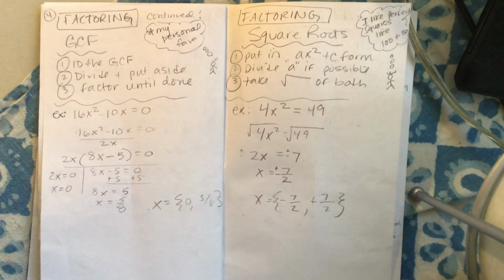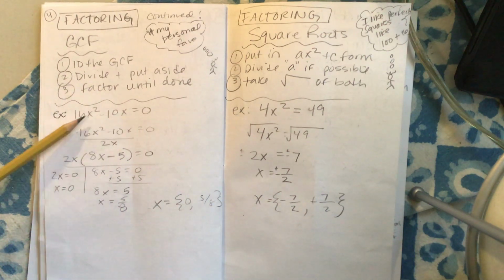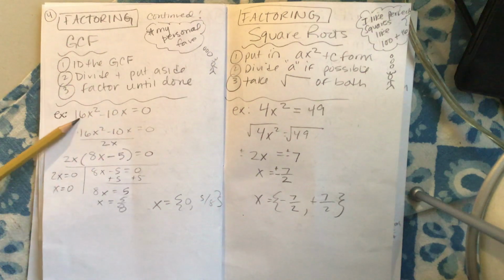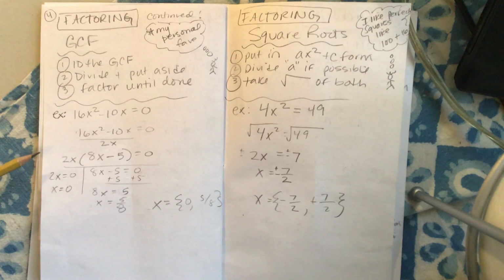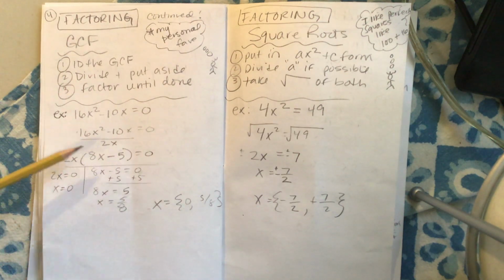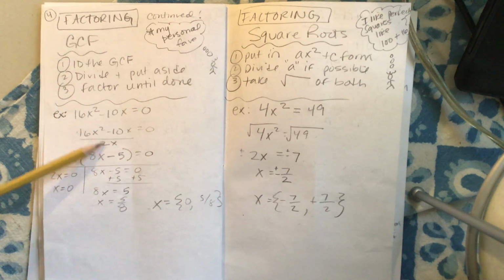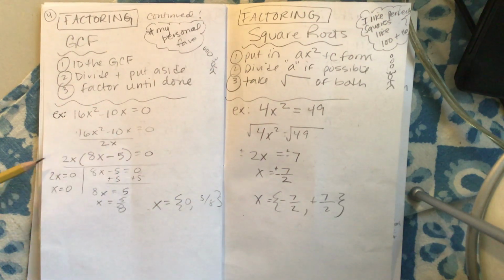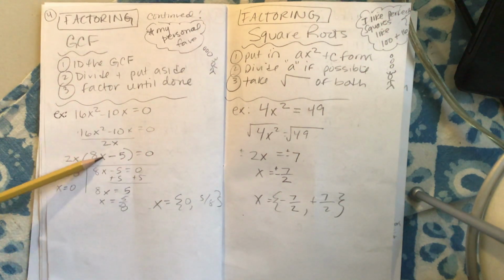But so, greatest common factor. Identify if you have something like this. A lot of times you'll see it in this form where you can factor out an x and maybe a 2, right? So 2x goes into both 16x squared and 10x, right? I'm going to divide it out, put it aside, then divide. So put aside the greatest common factor, divide. So this is the quotient when I divide both terms, end up with this. Now I can easily set both sides equal to 0, so 2x equals 0 and 8x minus 5 equals 0.